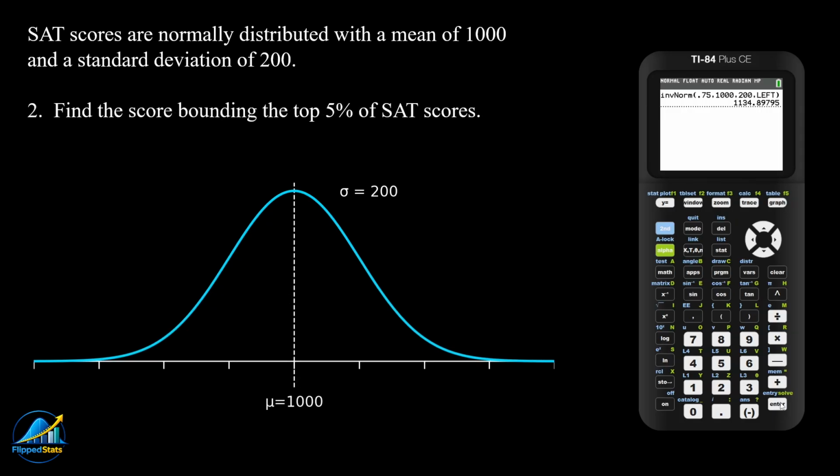And we conclude that a student getting an 1135 on the SAT will lie at the 75th percentile in the distribution. For our next question, we want to find the score bounding the top 5% of SAT scores. So this time we have a right tail containing a probability of 0.05.